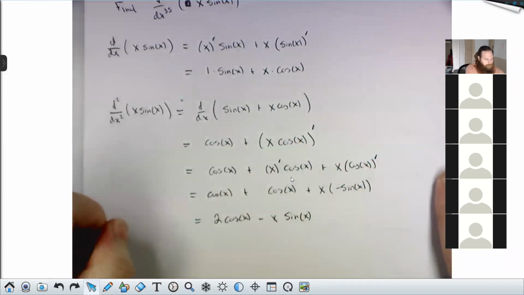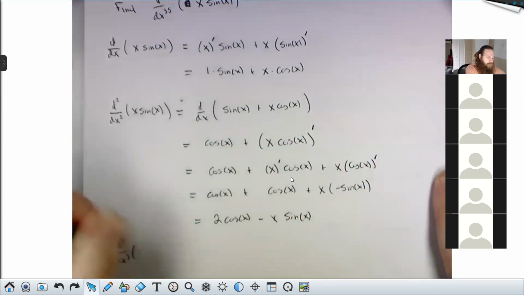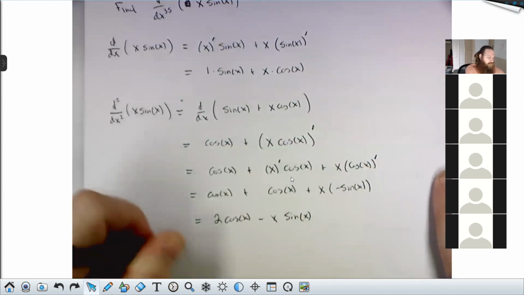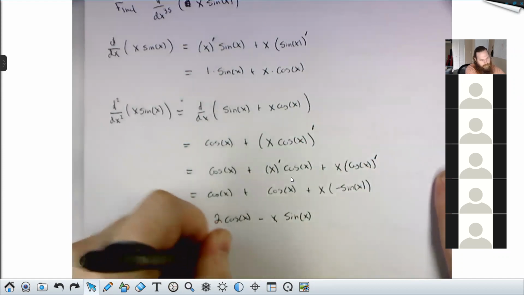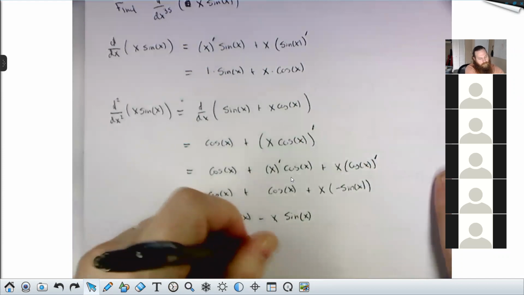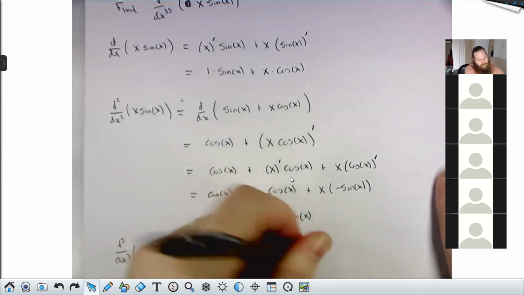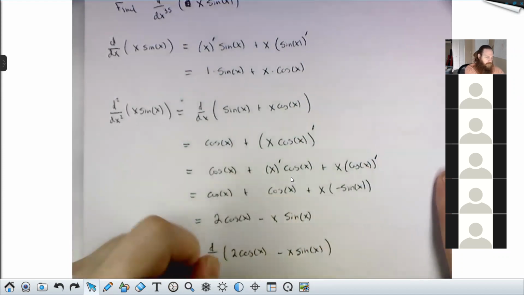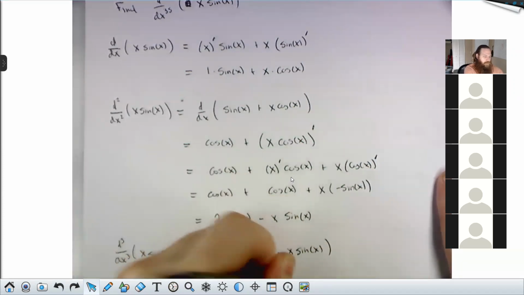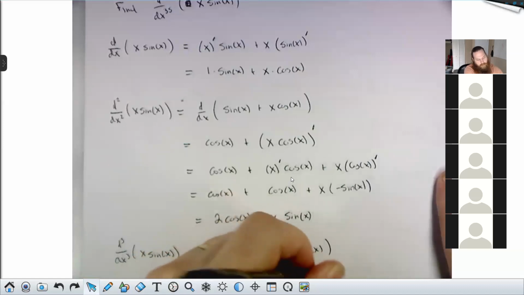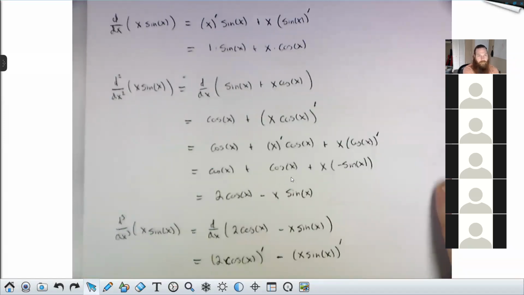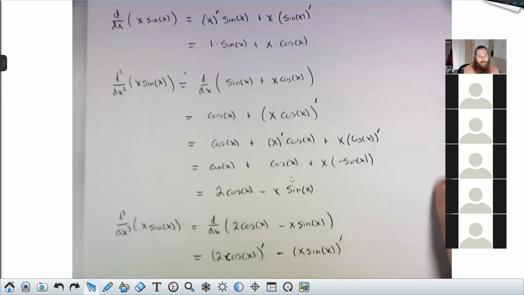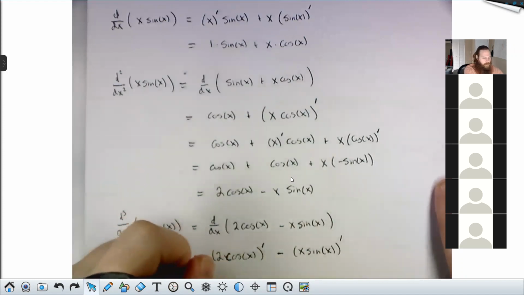Let's do one more. The third derivative of x sine x is the derivative of 2 cos x minus x sine x, which is, I'll write it like this, 2 cos x primed minus x sine x primed. And I can be smart here. The x sine x primed, that's the first derivative. So instead of recalculating that, I can just use what I know it is.